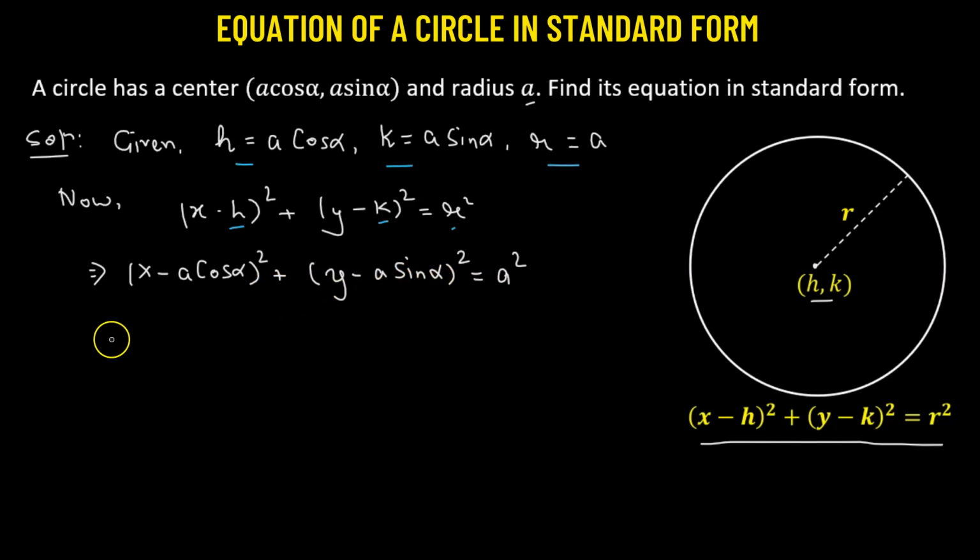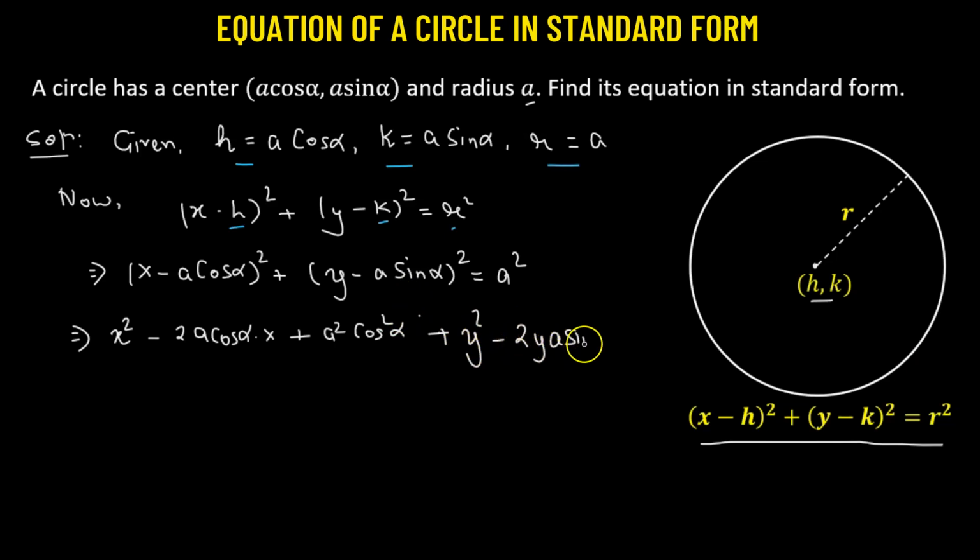What we can do is go a step further by expanding this. So we have x minus a cosine alpha whole squared. We'll expand it to get x squared minus 2 times a cosine alpha times x plus a squared cosine squared alpha. Coming to the second term, we have y squared minus 2y times a sine alpha plus a squared sine squared alpha, and that's equal to a squared.